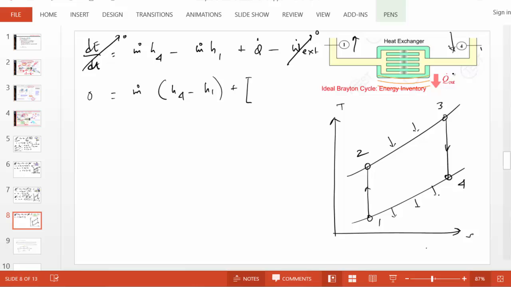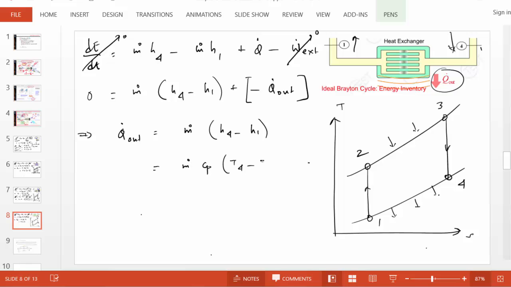We know heat is going out, and q dot out is a positive number, but this q dot has sign in it. So you know heat goes out means heat out. There's the sign convention if you recall. So it'll be minus q dot out because q dot is negative. Q dot out therefore equals m dot (h4 minus h1), which is m dot cp (T4 minus T1).